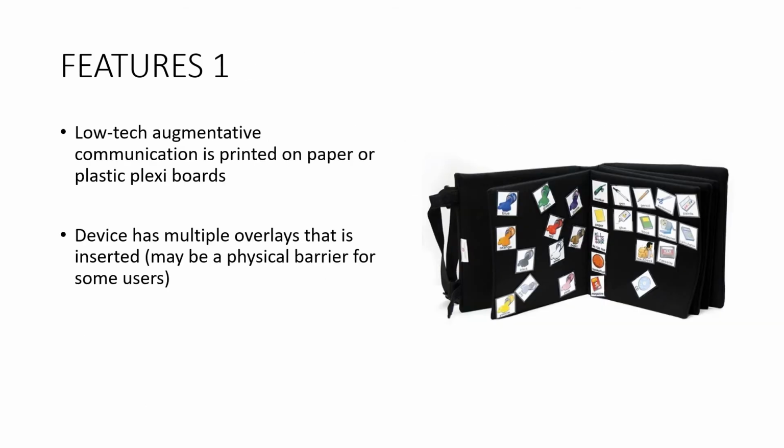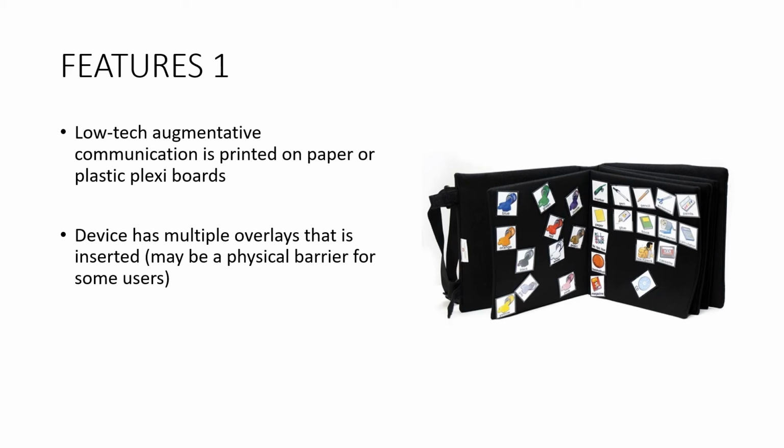Okay, now let's talk about some of the features when it comes to communication. The low-tech augmentative communication is printed on paper or plastic plexi boards, and we'll actually see a copy of that. It's usually for people who might have paraplegia, where they can't move a lot, and they're dependent on the eye gaze, maybe, of the person to be able to communicate. And we'll actually see a sample of that as well.